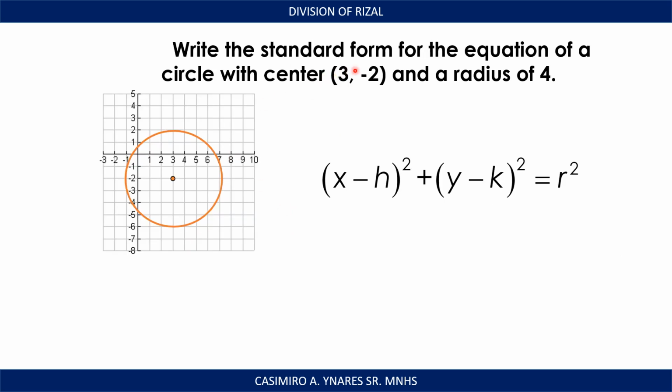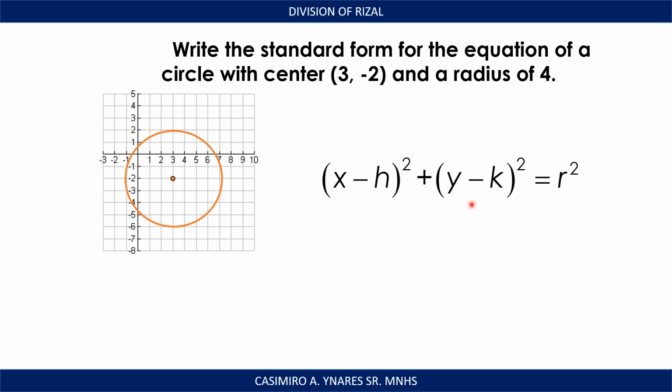Example: write the standard form of the equation of the circle with center 3, negative 2 and a radius of 4. So 3, its partner is negative 2. So this will be our center. The radius is 4, so we count 4 units: 1, 2, 3, 4. So all are 4. Then, this will be the graph of the circle with center 3, negative 2 and radius of 4. So, using the equation, we have the quantity x minus h squared plus the quantity y minus k squared is equal to r squared.